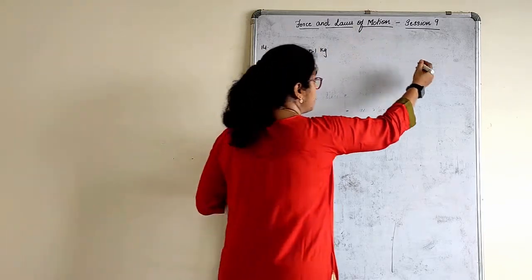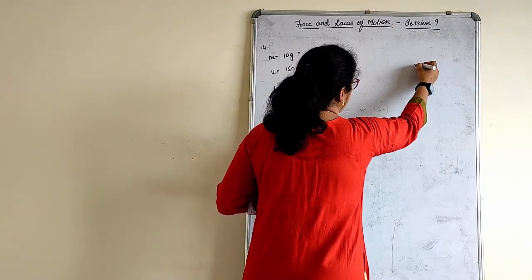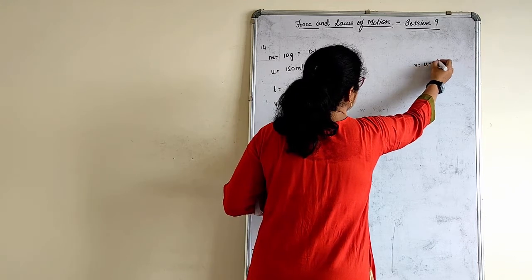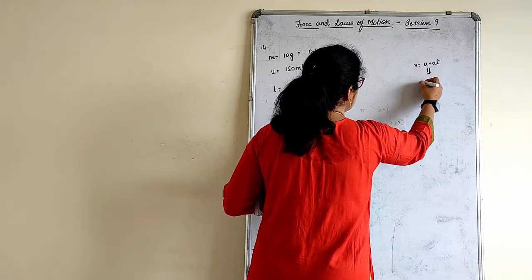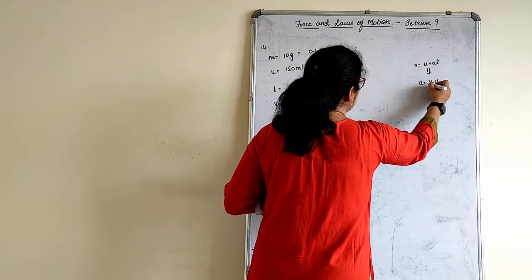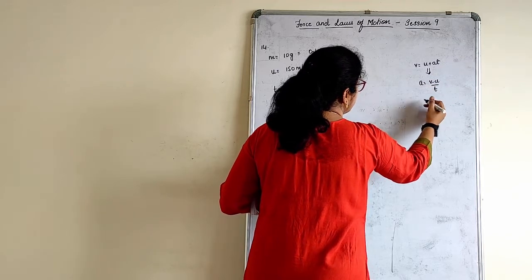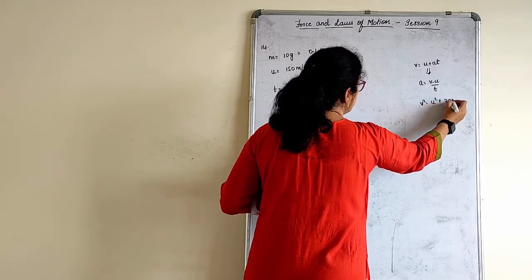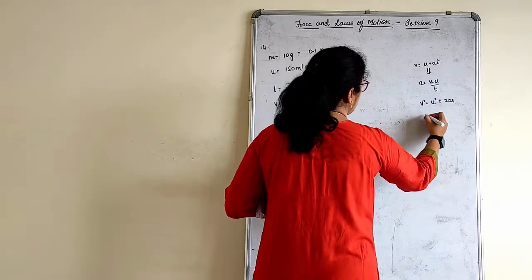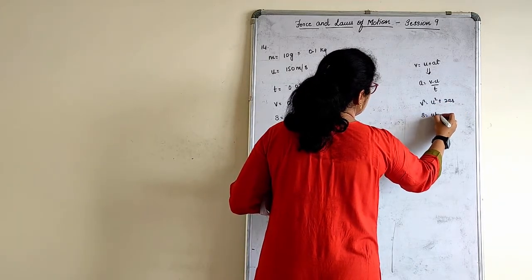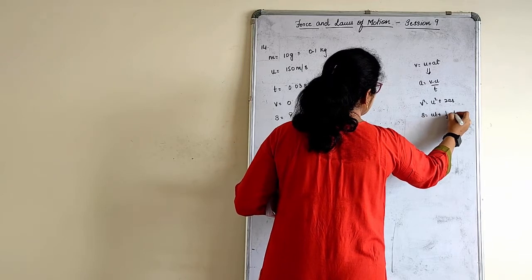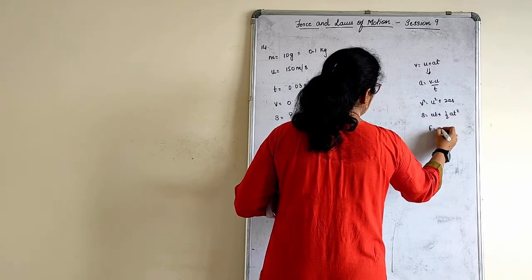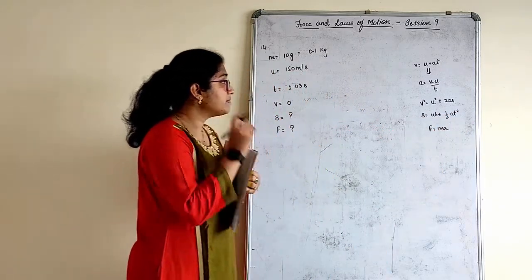I'll just make a note of the formulas. v is equal to u plus at, which can also be written as a is equal to v minus u by t. Or v square is equal to u square plus 2as. We have this one also: s is equal to ut plus half at square. And finally, F is equal to ma. So we have these many formulas.